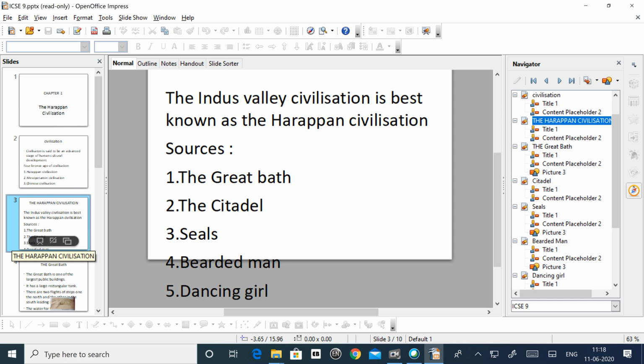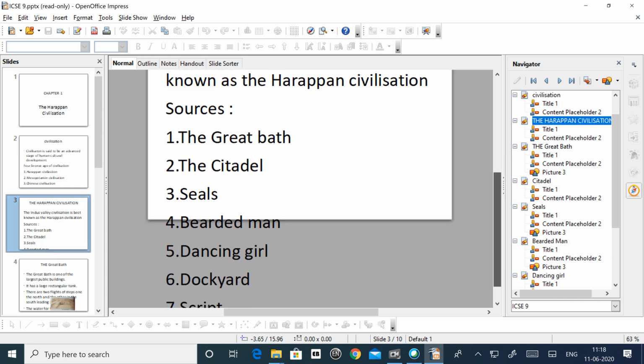Then we want to get the different information related to this Harappan civilization. So many sources are there. First one is Great Bath. Second one Citadel. Third one Seals. Next bearded man. Next dancing girl, Dockyard and script. These are the important sources of Harappan civilization.